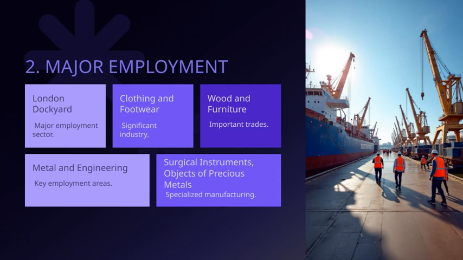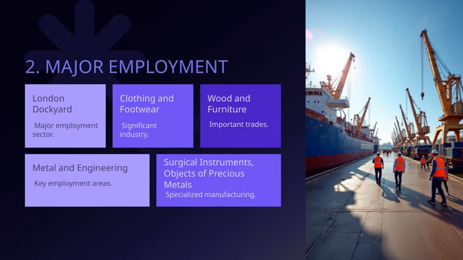Specialized manufacturing plays a significant role here, covering important trades such as the making of surgical instruments and objects of precious metals. These are highly skilled and valuable industries that require precision and expertise. We also see wood and furniture manufacturing, which is another vital sector, providing both craftsmanship and essential goods. Moving on, the metal and engineering sector is quite prominent as well, supporting a wide range of industrial needs.